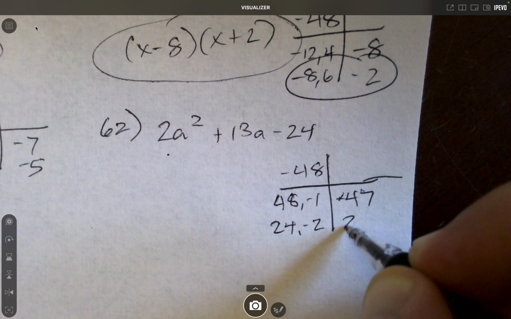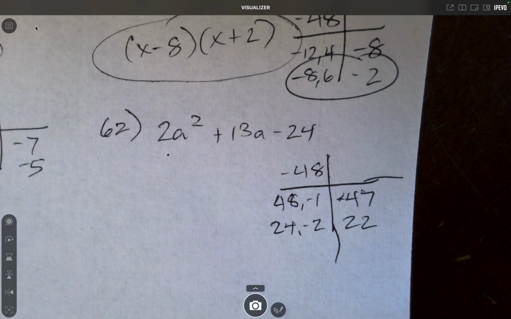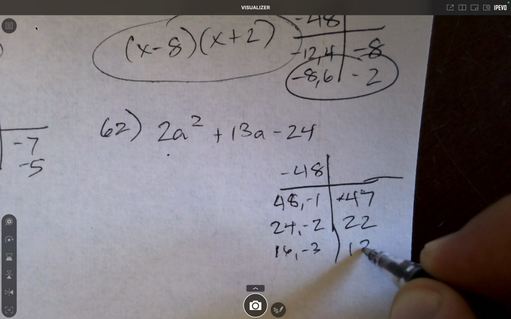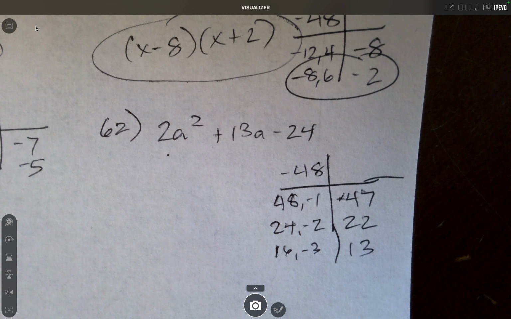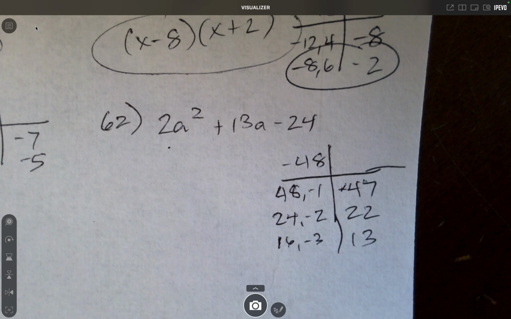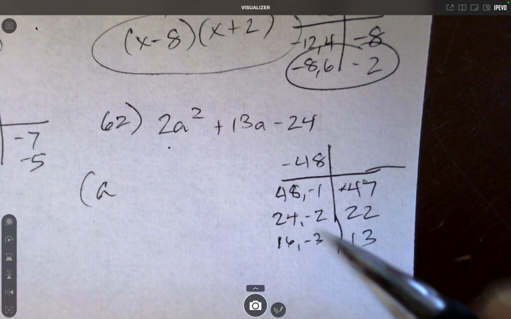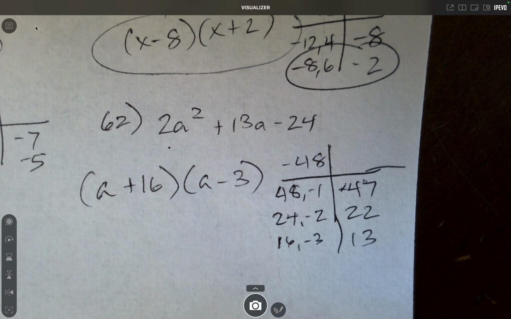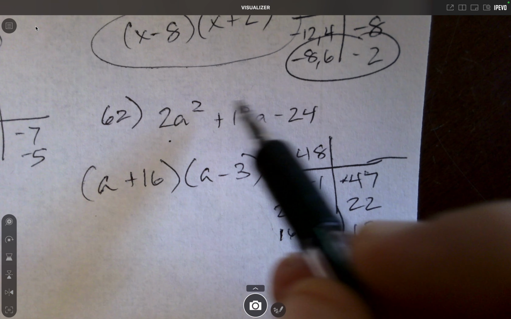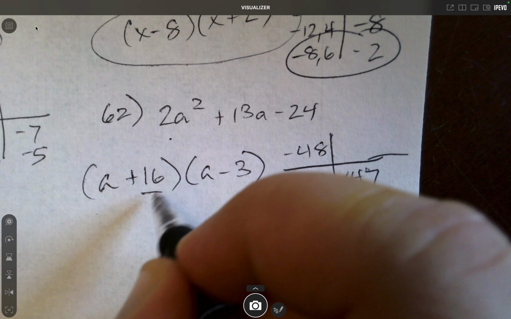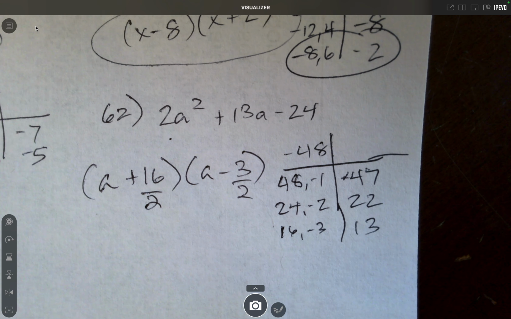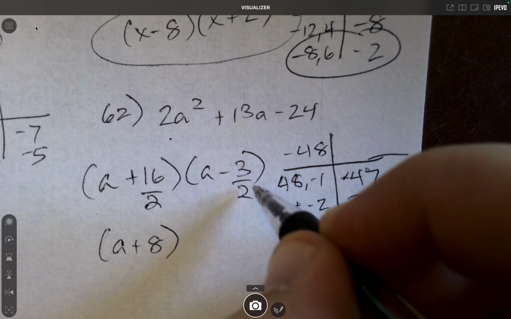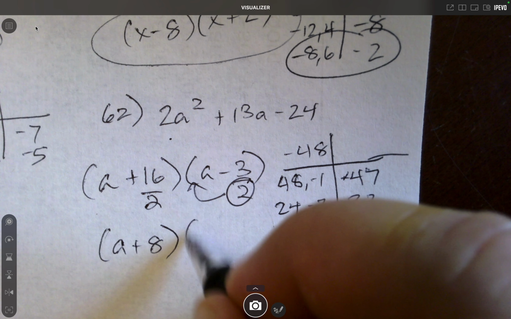Positive 24, negative 2 adds up to 22. No good. 16 and negative 3. There we are. 16 and negative 3 do multiply to negative 48 and add up to 13. So we'll start by writing a plus 16, a minus 3. Then remember, we tried to hide that 2 by multiplying it into the 24, but it's coming back trying to divide and conquer. So this 16 over 2 comes out even to just 8. But this one we cannot reduce, so the bottom has to come up.